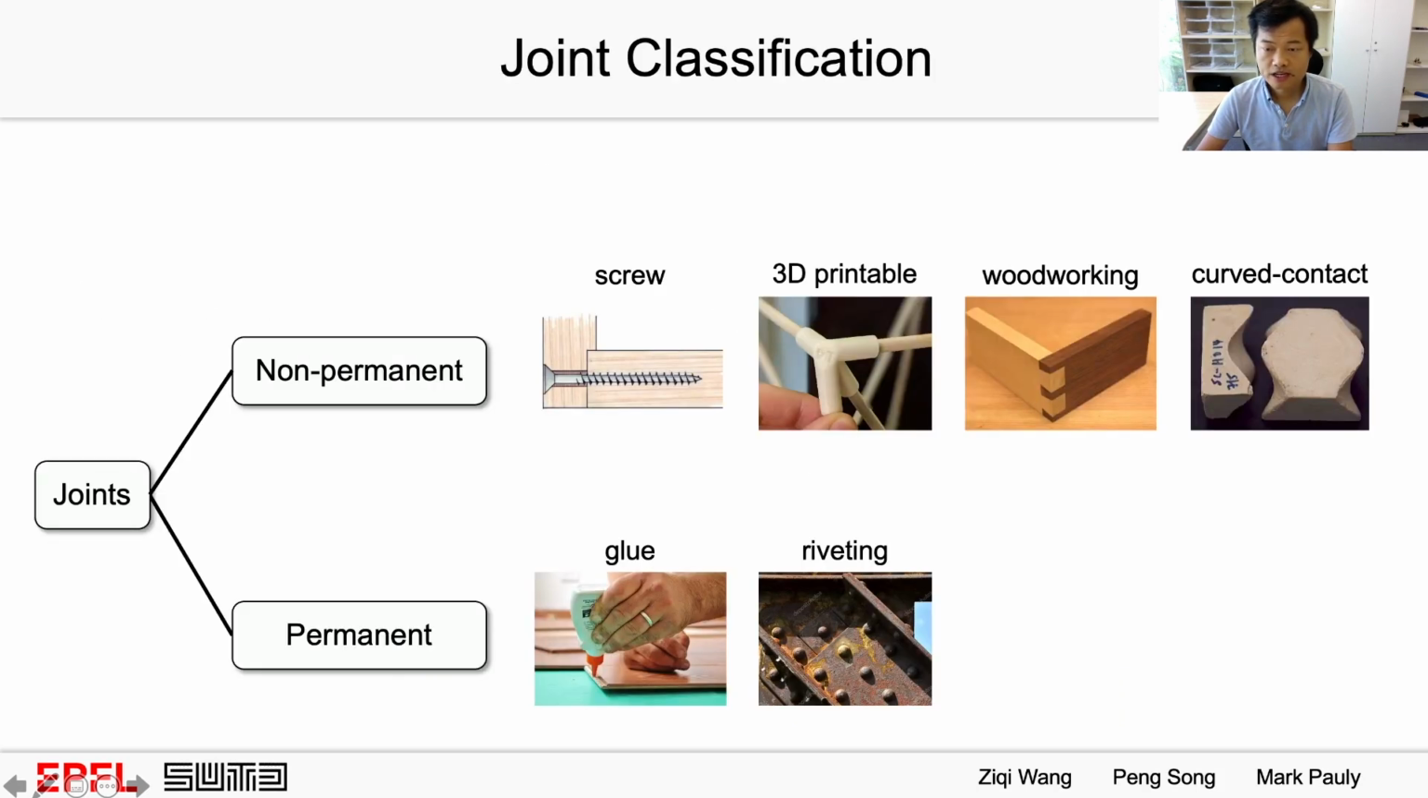Joints can be broadly classified as permanent and non-permanent. Typical permanent joints include adhesive materials such as glue and permanent mechanical fasteners such as riveting. Typical non-permanent joints include screws and woodworking joints. Compared with permanent joints, a significant advantage of non-permanent joints is to encourage parts disassembly and reassembly.